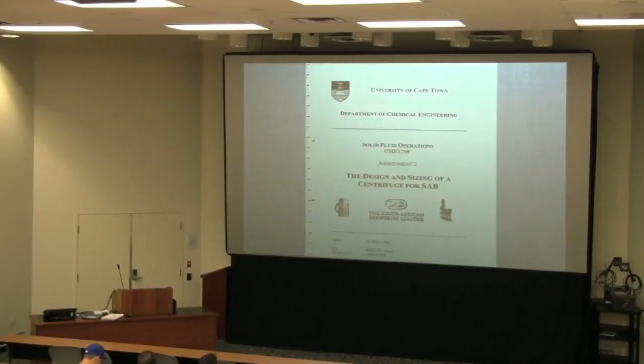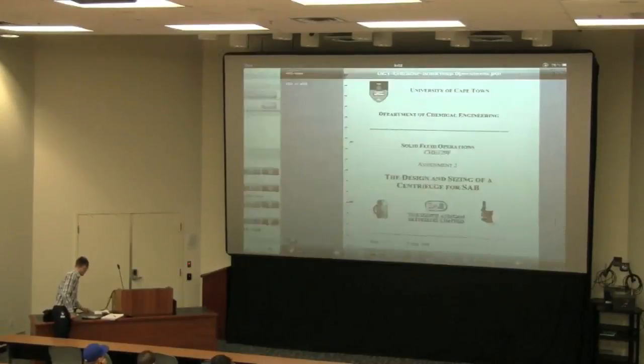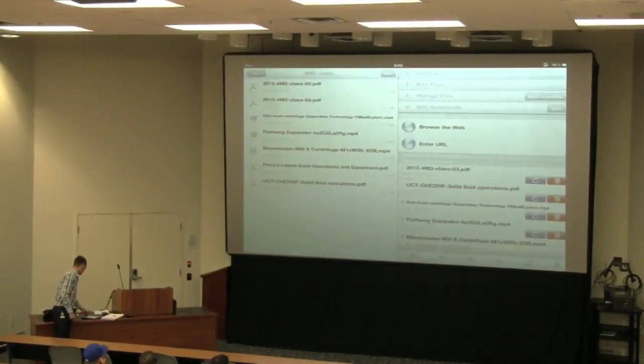It's a 10-page report that starts by saying, these are the types of units available to me, this is how I design and size that unit. So it's a very, very small report, and that's what we're after. And you can do this in groups of two, you don't have to do this on your own.